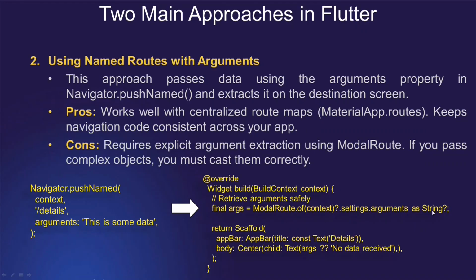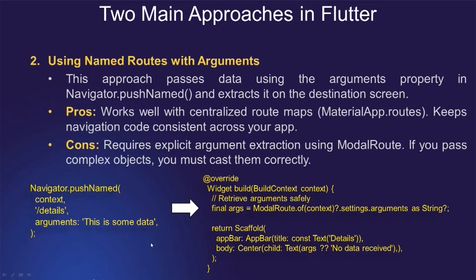ModalRoute.of(context)!.settings.arguments as a string. So here we define the argument of type ModalRoute.of(context).settings, and this is optional. So we write a question mark here, and here I write a return Scaffold. Inside the app bar I display the text Details, and inside the body in the center I will display the child as a Text with whatever argument is written, and if no data is received then we display no data received.